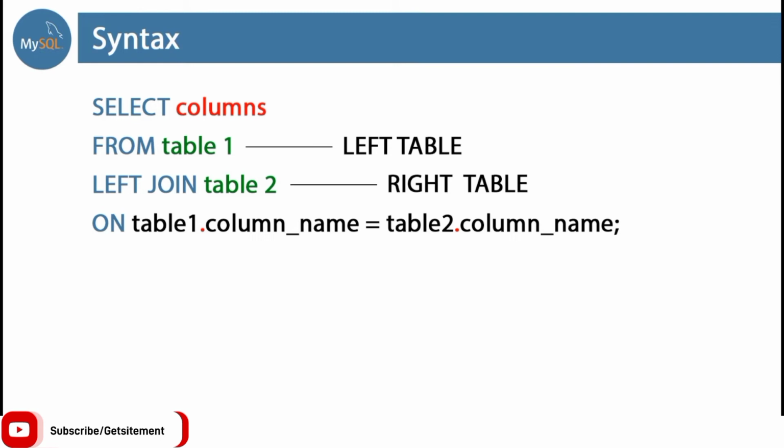If we want to create a join between them, for this we need to use the on keyword. Table 1 dot column name: here we need to pass the foreign key column from table 1, equal to table 2 dot column name, and here we need to pass the primary key column from table 2. So let's explore how we can use left join.